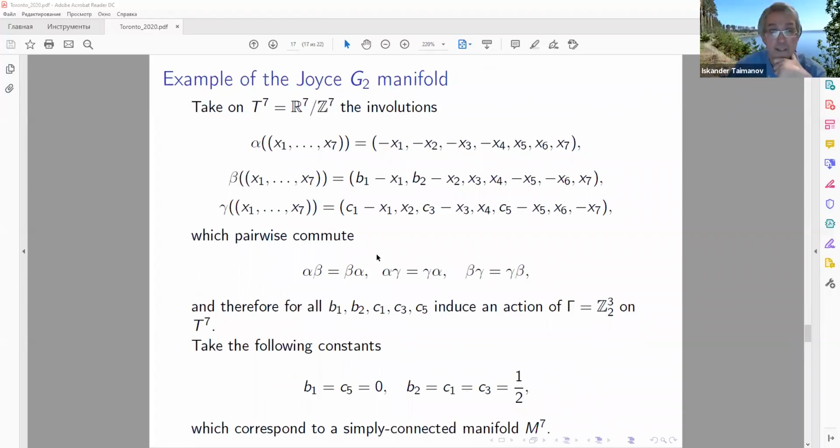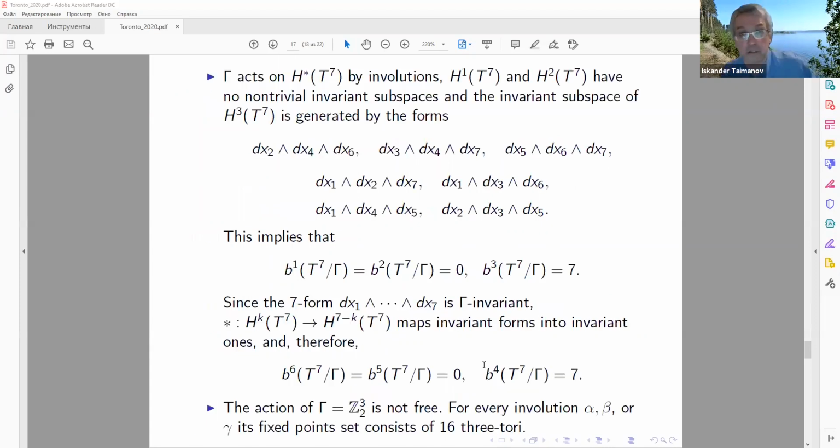Okay. Take the 7-dimensional torus, and consider on it 3 involutions, alpha, beta, gamma. This is the general picture, 3 involutions. These involutions pairwise commute. For simplicity, I'm taking the simplest example from Joyce, b1 equals c5 equals 0, b2 equals c1, c3 equals 1. So as a result of this construction, we get a simply connected manifold M7. What is it? Gamma acts on the cohomology ring by involutions. H1, H2 don't have non-trivial invariant subspaces. H3 is generated by 7 forms, an invariant subspace of 7 forms. So this implies that b3 of T7 over gamma is equal to 7.